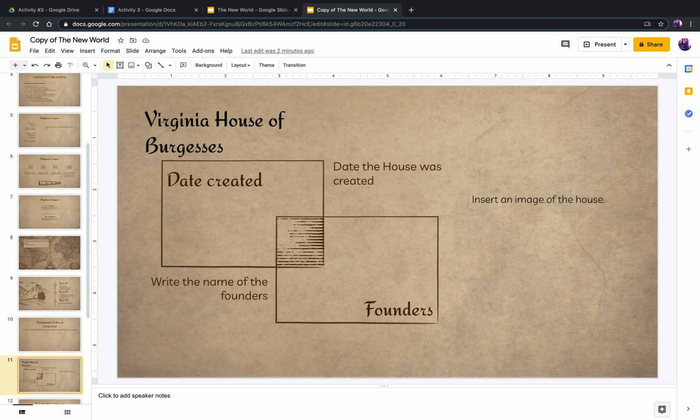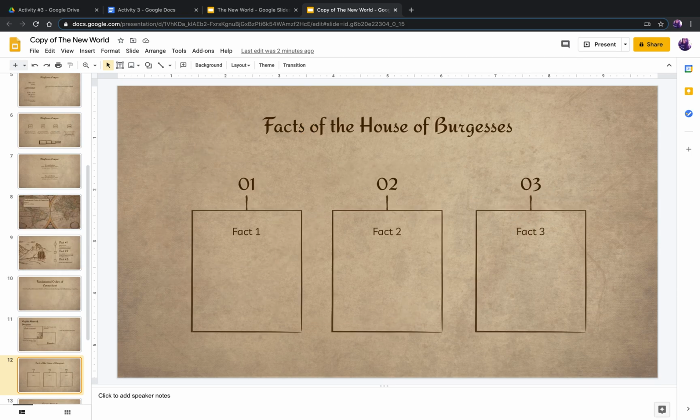And then we go into the Virginia House of Burgesses. So here is the same thing. Date it was created, and who is the founder or the founders. And here you may add an image of the house. And here on this slide, you will add fact number 1, fact number 2, fact number 3.